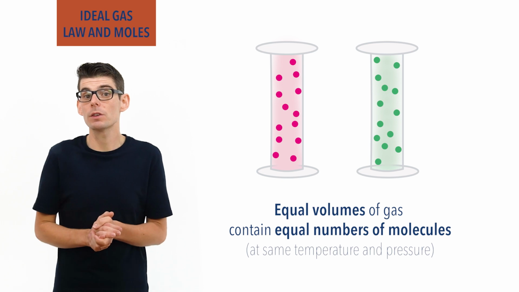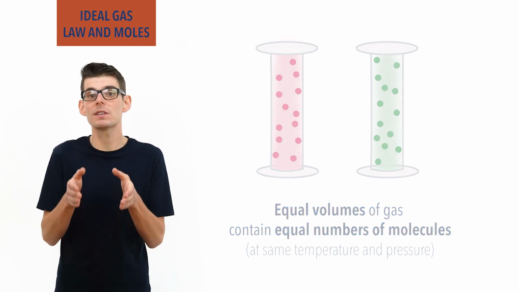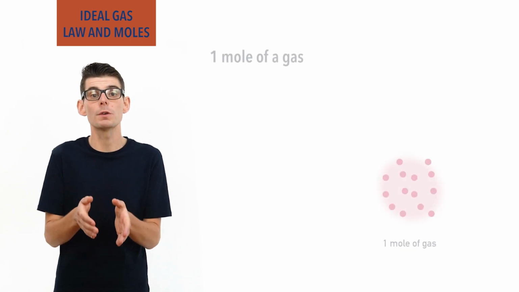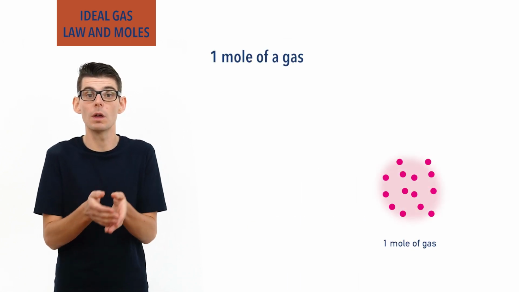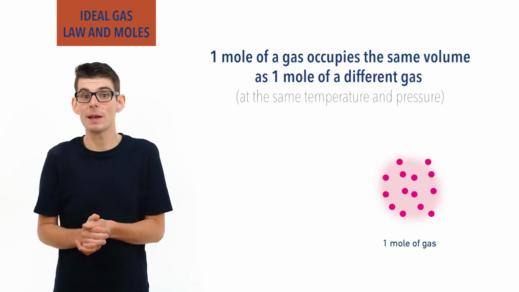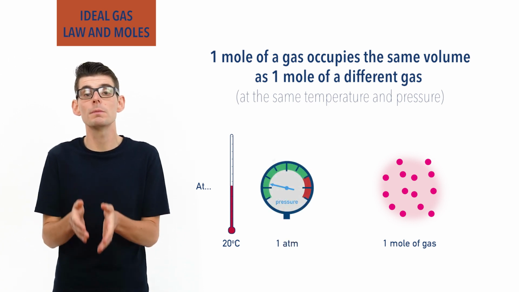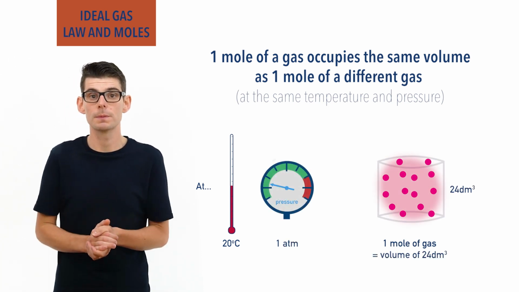Today we know that Avogadro's proposal about gases is pretty much spot on, and we say that 1 mole of any gas occupies the same volume as 1 mole of another gas at the same temperature and pressure. At room temperature, 20 degrees Celsius, and 1 atmosphere of pressure, this volume is 24 decimeters cubed.